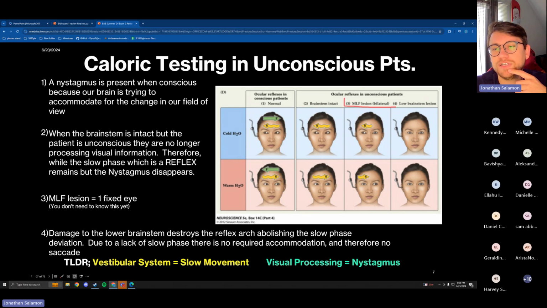If you have an MLF lesion, one of the eyes will move, but you won't have the nystagmus because you're not processing visually. So your brain won't notice. In unconscious patients, your brain won't notice that the eyes are not congruent with each other. The important thing here is to know that the vestibular system is responsible for the slow movement. Visual processing is responsible for the nystagmus. You can figure everything else out from there.